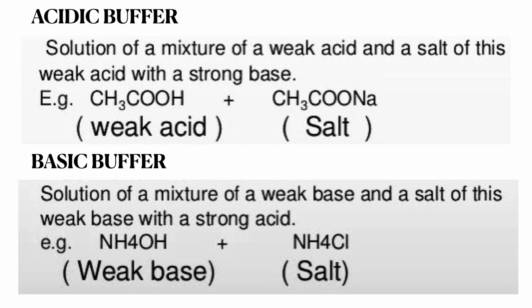For simplification, you can understand that an acidic buffer means a weak acid along with its salt of a strong base, and a basic buffer is a weak base along with its salt of a strong acid. Now we can learn many examples of acidic buffer. We'll see some examples so that it is clear in your mind.